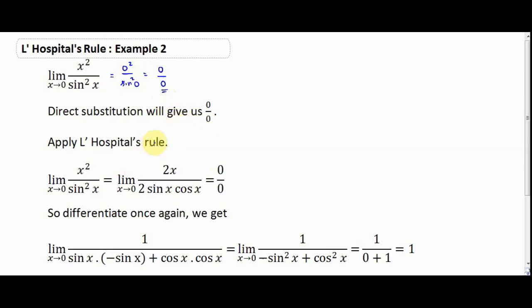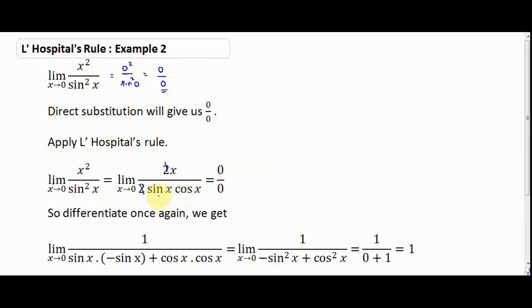L'Hospital's rule says that we have to differentiate both numerator and denominator. So when you differentiate the numerator, that is x square, we will get 2x, and when you differentiate the denominator, we get 2 into sin x into cos x. So here 2 and 2 can be cancelled. So the resulting expression is x divided by sin x into cos x.